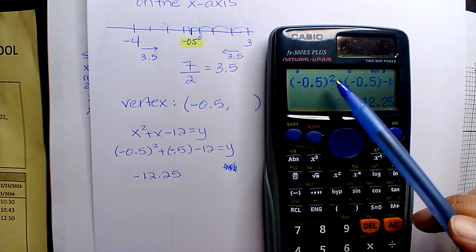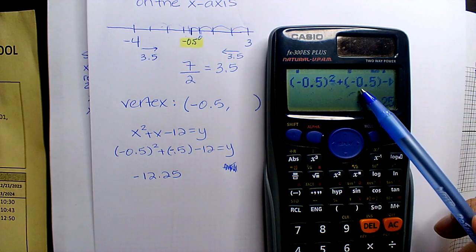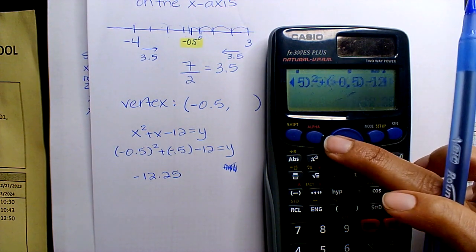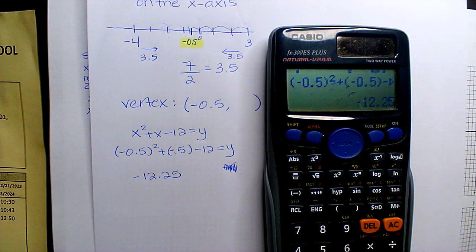It's negative 0.5 squared plus, and then the negative, right, is x, 0.5 minus 12. What are you getting? 11.25. Oh, you gotta put it in the calculator. Negative 0.5, and then square it, and then plus 0.5. But it's negative 0.5. Is it negative? Yeah, x is probably negative. Okay.